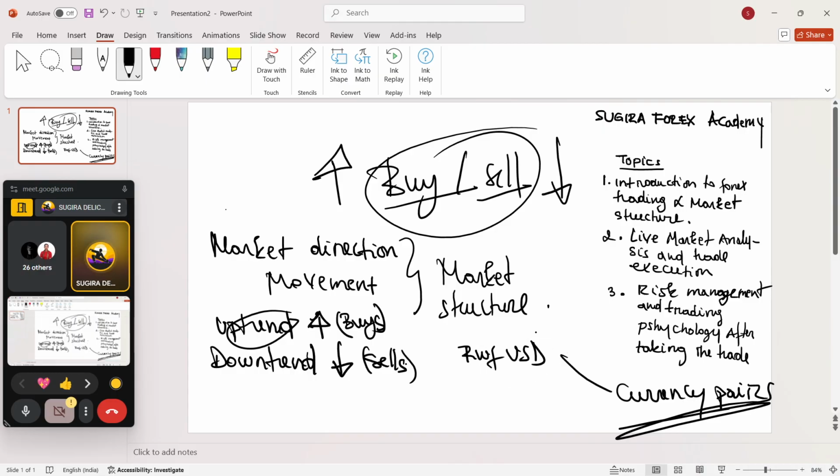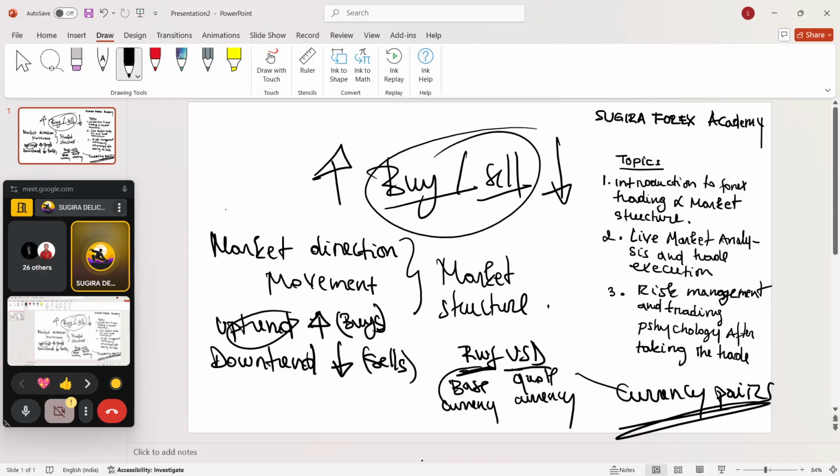So what does it mean if we are going in a buy on a currency pair? What does it mean if we're going in a sell on a currency pair? We have two parts of a currency pair: a base currency, and a quote currency. If we are in buys, or predicting that the market is going up, it means we are buying the base currency.